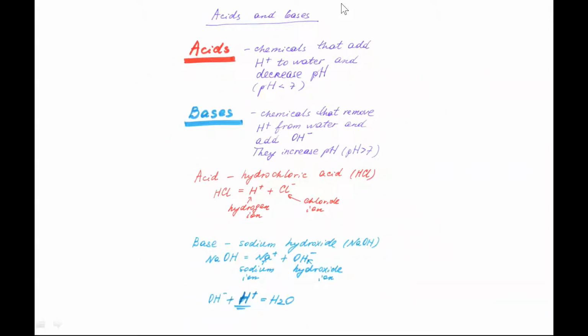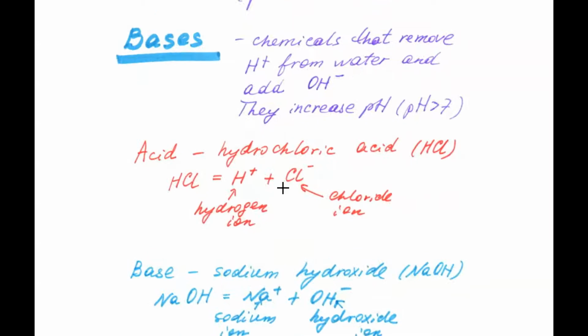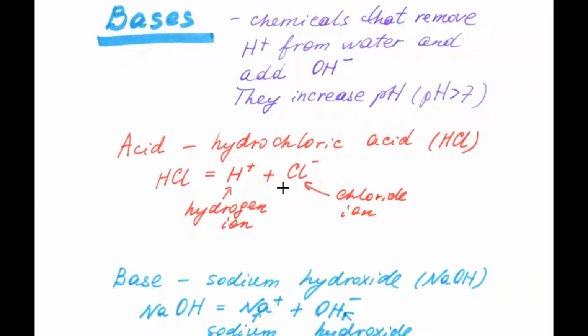So let's take a look at some examples of acids and bases in our environment. Over here in red color, I have shown you one example of an acid. This is actually quite a strong acid, which is called hydrochloric acid. The molecular formula of hydrochloric acid is HCl. It means that the molecule of hydrochloric acid is made of one atom of hydrogen and one atom of chlorine.